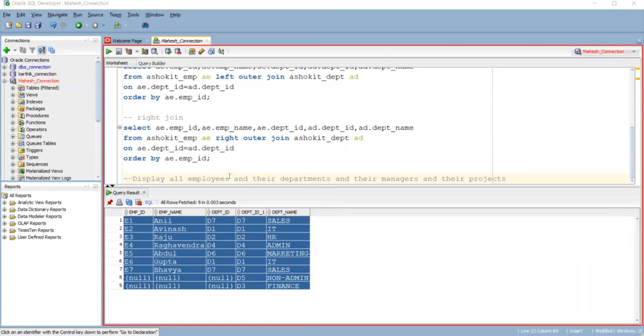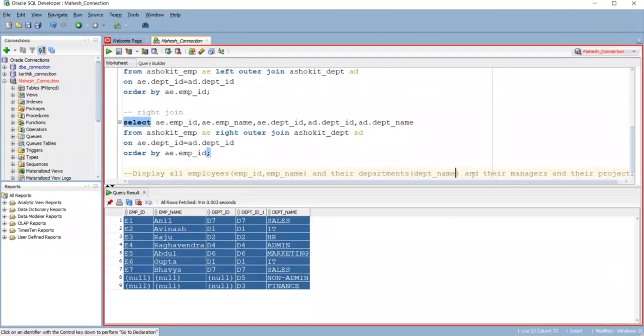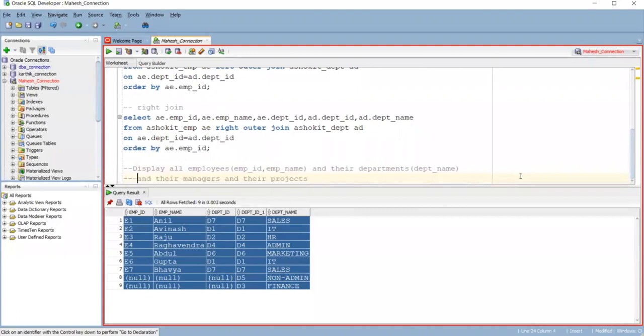Out of the 4 tables, I'd like to select only the required columns from the respective tables: employee ID and then employee name. Okay, and then department name. From the department table, what is the required column, sir? Department name. Understand? And then from the managers table I'm going to select only the manager name.